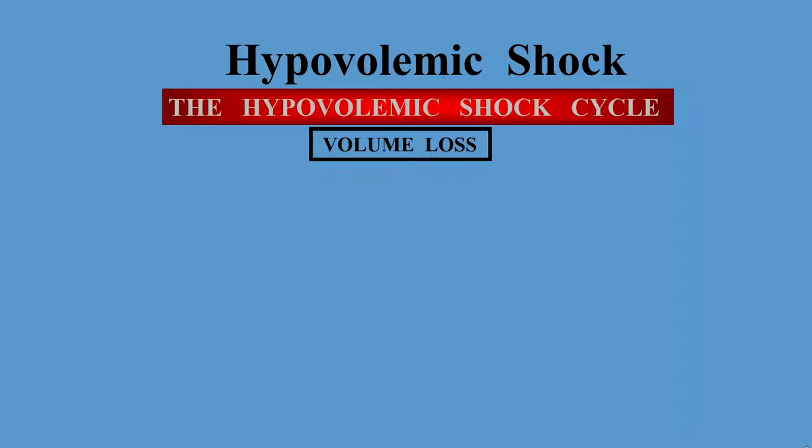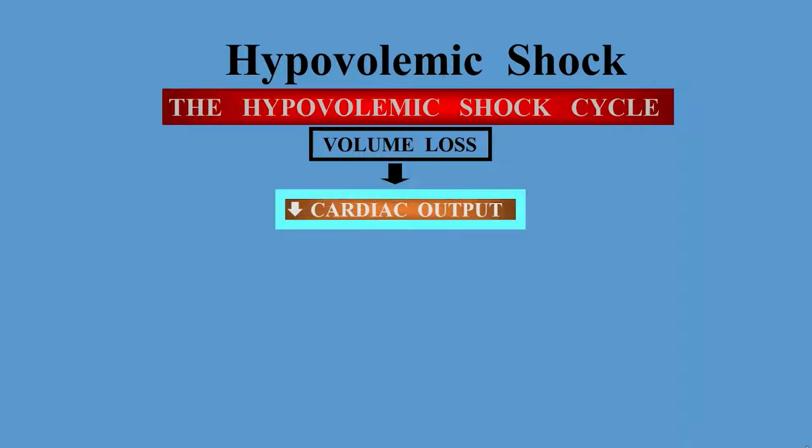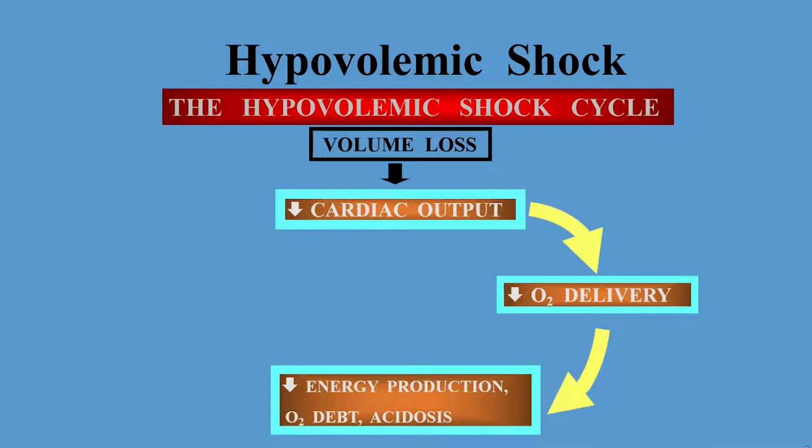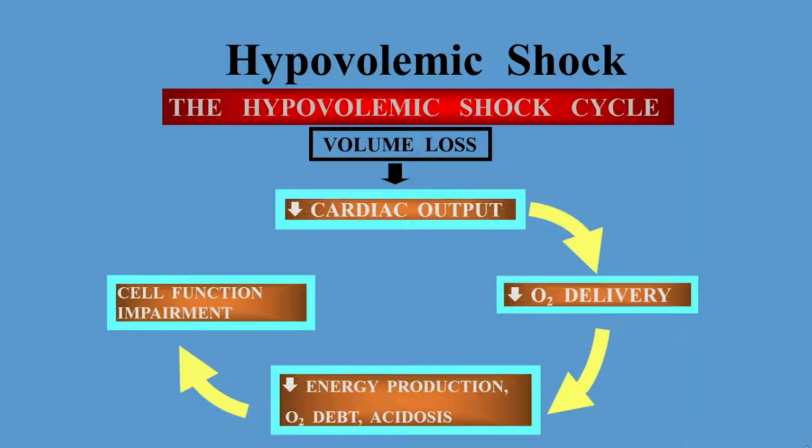So this cycle of volume loss leads to decreased cardiac output and decreased O2 delivery, which leads to decreased energy production, oxygen debt, and developing acidosis. And eventually that'll lead to impairment of cellular function, which ultimately will lead to decreased myocardial function and further decreased cardiac output. And this is a big part of that decompensated shock. So in addition to the microvascular changes, where the loss of the ability of the pre and post capillary sphincters to maintain a pressure gradient, the cardiac output plummets not only because of the decreased preload, but also decreased contractility.